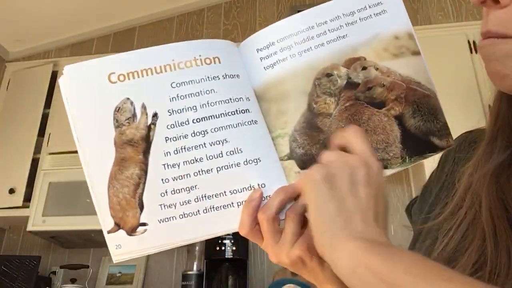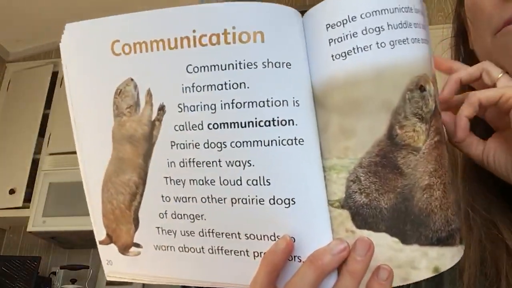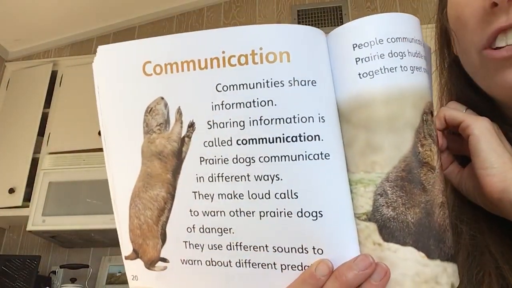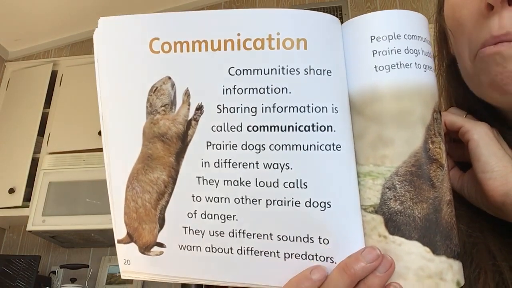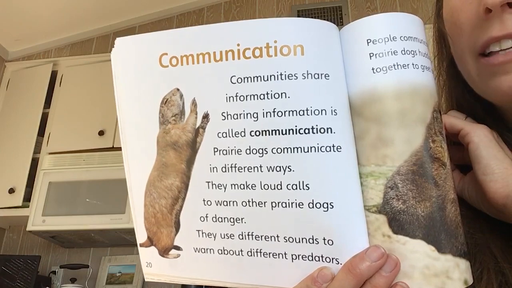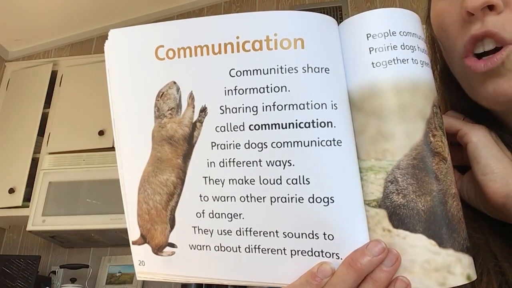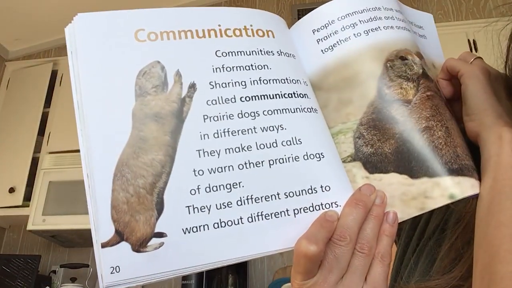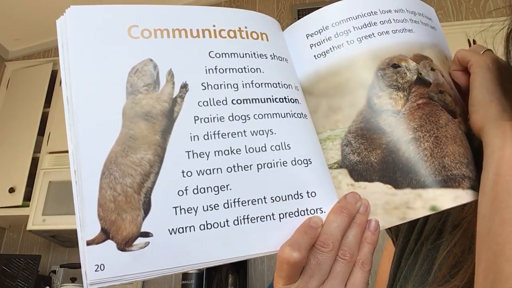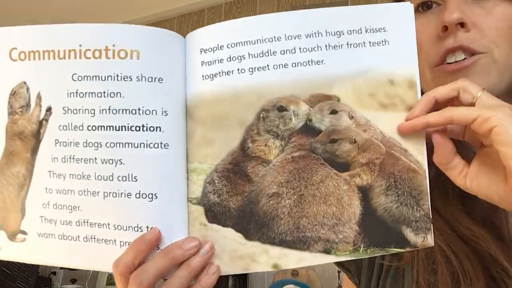Communication. Communities share information. Sharing information is called communication. Prairie dogs communicate in different ways. They make loud calls to warn other prairie dogs of danger. They use different sounds to warn about different predators.